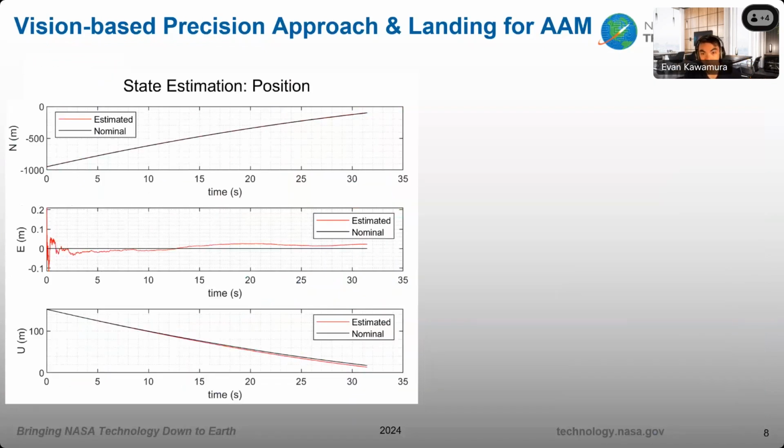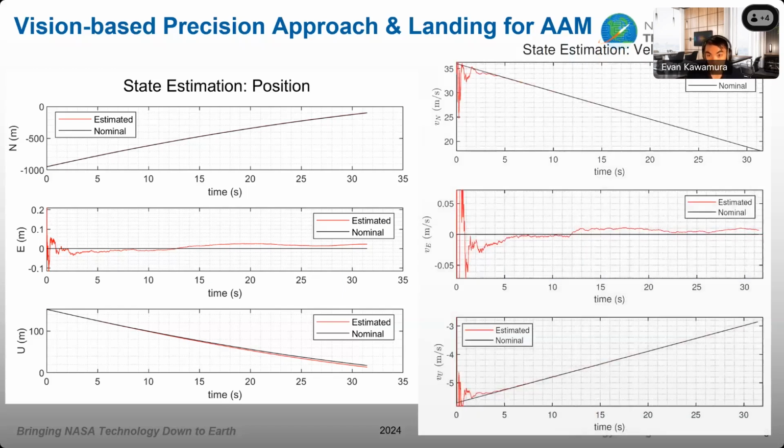Overall, the position estimation results are pretty accurate. The red and black lines align very nicely. There are some small fluctuations in east there, but overall the scale is very small, so it's pretty good. Our velocity estimation is also pretty good. We have some small fluctuations in the beginning as the EKF is still converging.